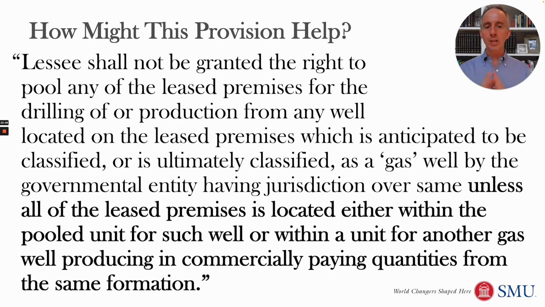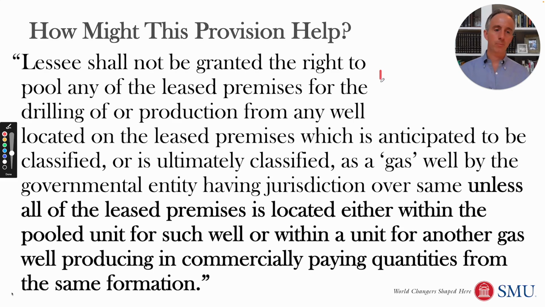The lessee shall not be granted the right to pool any of the leased premises for the drilling of or production from any well located on the leased premises, which is anticipated to be classified or is ultimately classified as a gas well by the governmental entity having jurisdiction over the same, unless all of the leased premises is located either within the pooled unit for such well or within a unit for another gas well producing in commercially paying quantities from the same formation. So what kind of provision is that based on my descriptions of those?